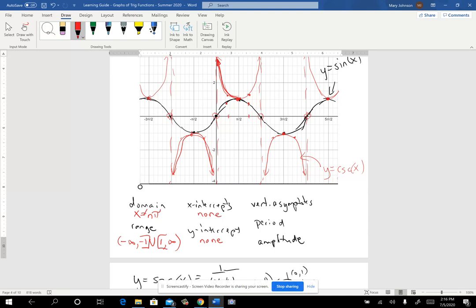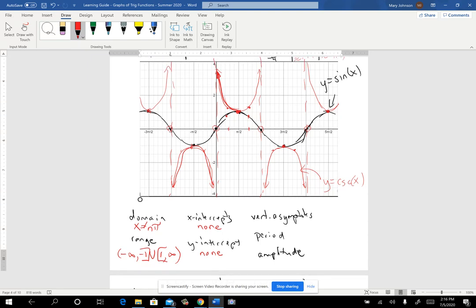All right, now this is the first one we've encountered that actually has vertical asymptotes, and they happen at every multiple of pi. So it's like the domain and vertical asymptotes are related in a way. What you have to exclude from your domain is actually where you have a vertical asymptote. And these vertical asymptotes are vertical lines. And so the vertical asymptotes happen at x equals n pi. X equals a multiple of pi, okay?